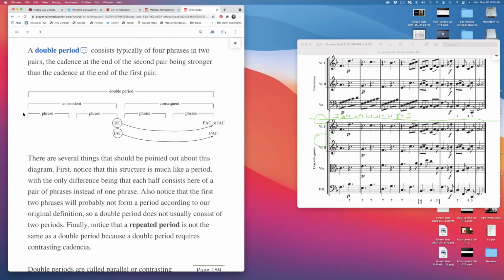So what kind of cadence would go in between, like the first phrase and the antecedent and the consequent? Like just an IAC? Yeah, well, if you put an IAC here, you definitely can't put the IAC there. You got to go to the PAC. Yeah. Right.